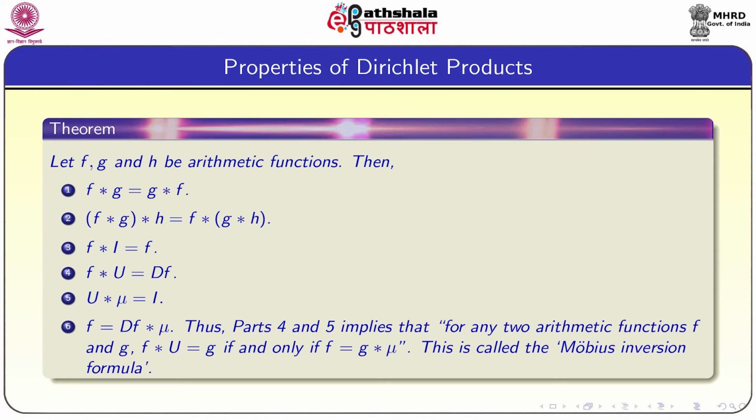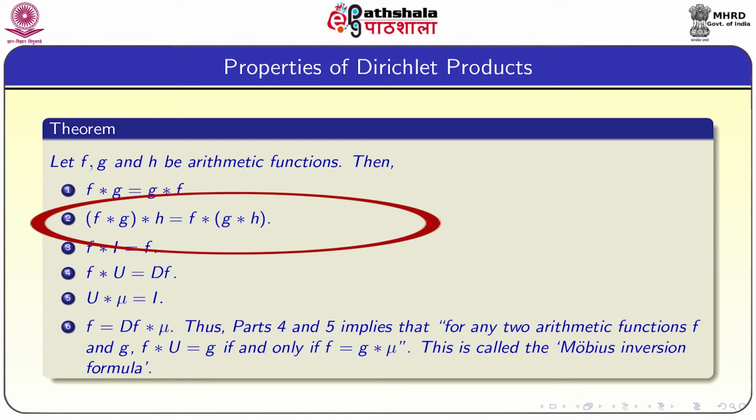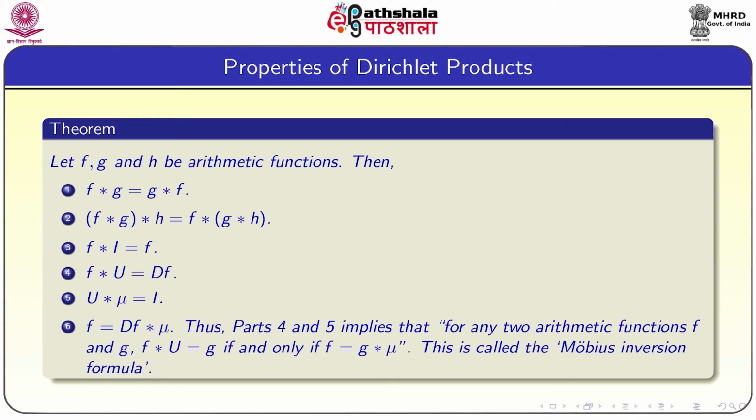Let f, g and h be arithmetic functions, then f star g is equal to g star f. We already saw this with an example also. This says that the Dirichlet convolution product is commutative. Another one is (f star g) star h is equal to f star (g star h). That means this convolution product satisfies the associative property as well. And f star I is equal to f. That means, with respect to convolution product, the identity is I.